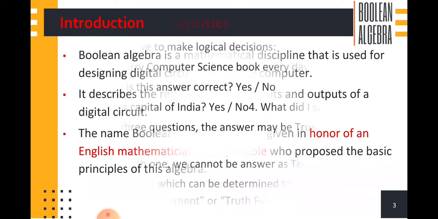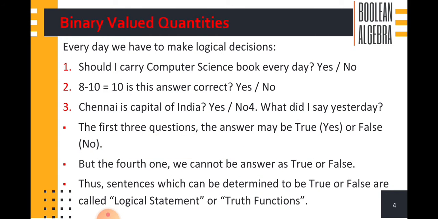Now you can see binary valued quantities. We already know what is meant by binary values. Binary means two, so we have only two values, zeros and ones, known as binary values. We discussed the binary number system in the last video class, where we discussed only zeros and ones. Zeros and ones are known as binary numbers.